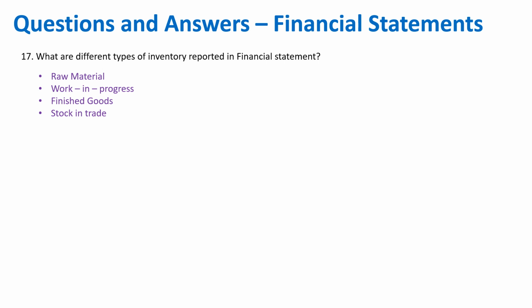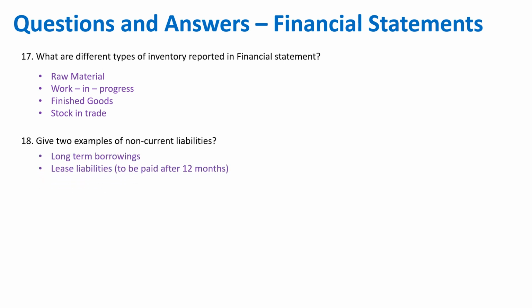for any manufacturing company. Question number 18. Give two examples of non-current liabilities. What is the meaning of non-current liabilities? That means liability which you are going to discharge after a longer period, that is 12 months. So one of the examples is long-term borrowings and lease liabilities, which are to be paid after 12 months.